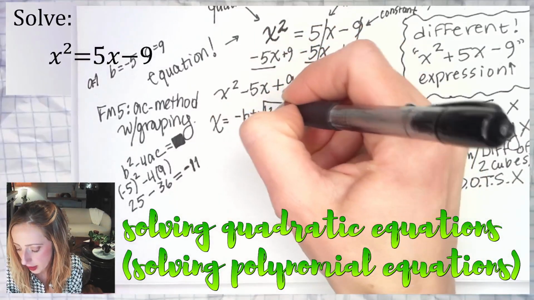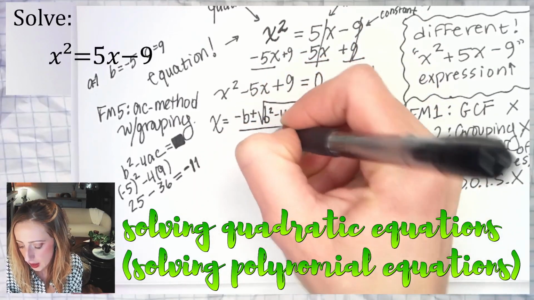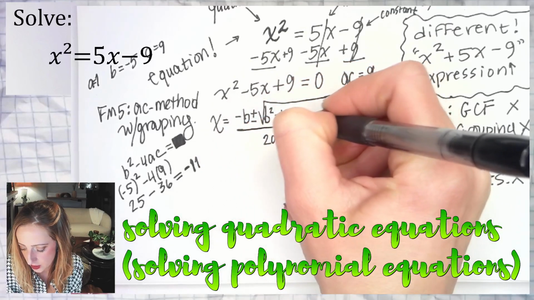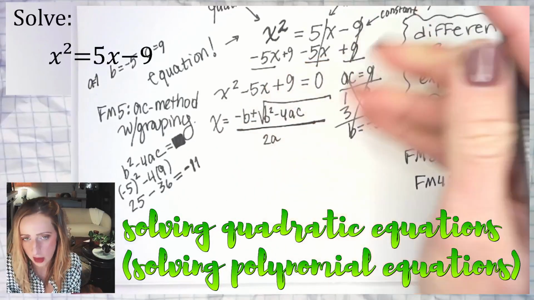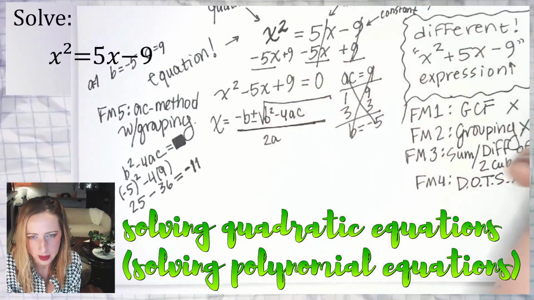B squared minus 4ac all over 2a. Now this all over does not cross over to the other side of the equal sign. The square root should cover the entirety of the b squared minus 4ac. So it does matter how you set this up.